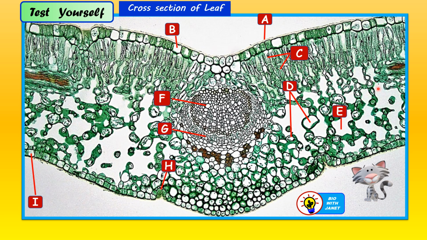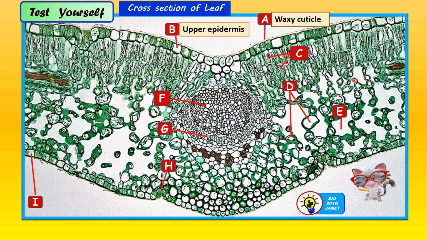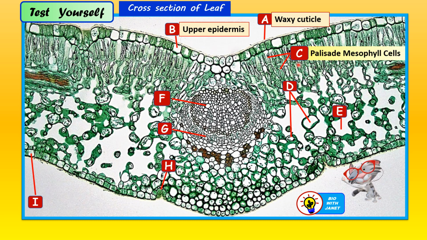Right, so let's discuss the various structures found here. A is the cuticle, waxy cuticle, right? It's a thin layer that covers the epidermis. So B is the upper epidermis. It's just one layer of cells thick. And then we have C. C are the palisade mesophyll cells. So you can see a lot of dots in them. These are the chloroplasts, which contain chlorophyll. And there are about two layers of the palisade mesophyll cells here.